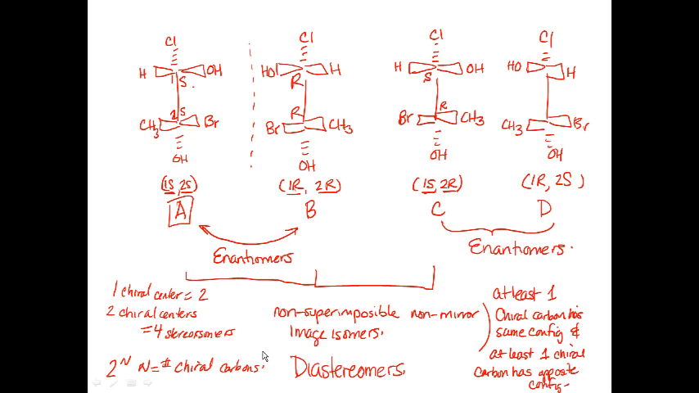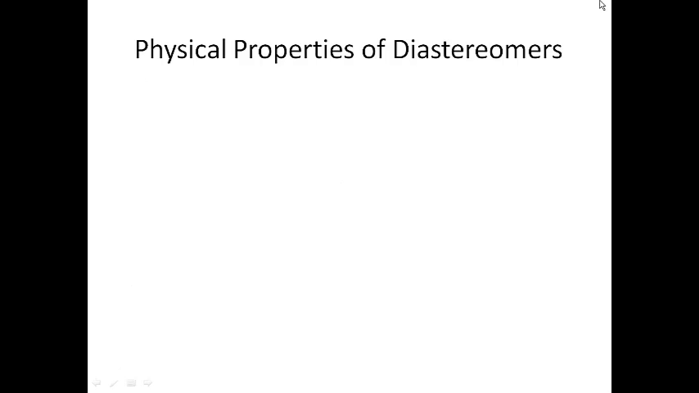And of those, there are pairs of enantiomers, and then the rest of the relationships are diastereomeric. Okay. So that's our new term. Are molecules diastereomers? Are they enantiomers? Okay. So, what about the differences in diastereomers? What are their physical and also their chemical properties? Do they have the same chemical and physical properties? Do they have different chemical and physical properties?